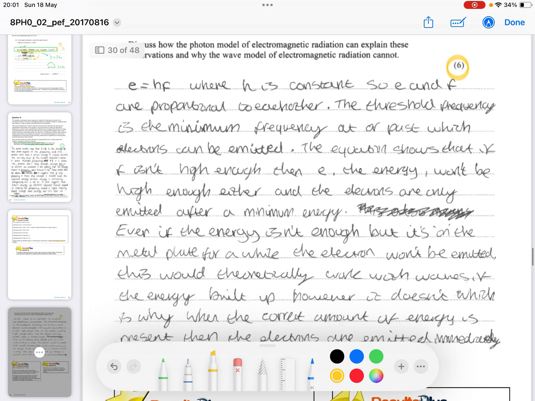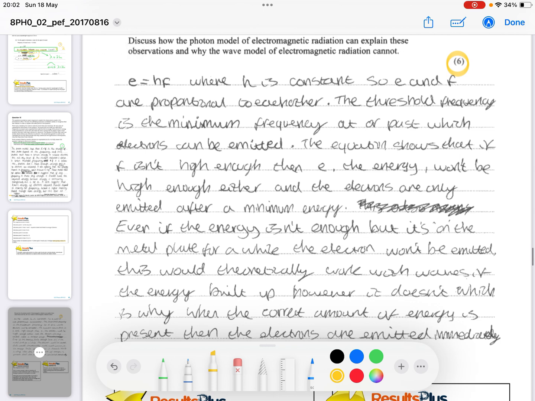You can use it, but look at the mark scheme and learn how to do this, because this is a common 6-mark question. And usually there's 4 marks for explaining why the photoelectric effect is a good model and why the wave model doesn't work, and 2 marks for why the wave model doesn't work. And then get your linkages right.